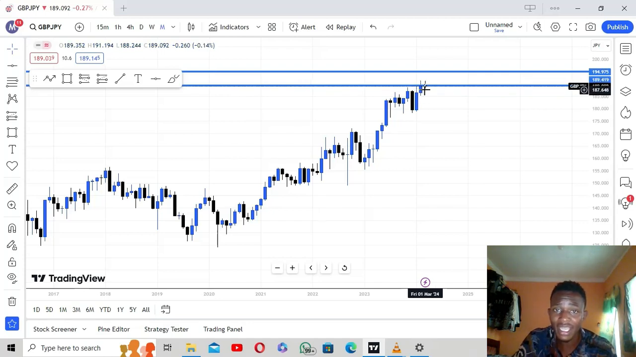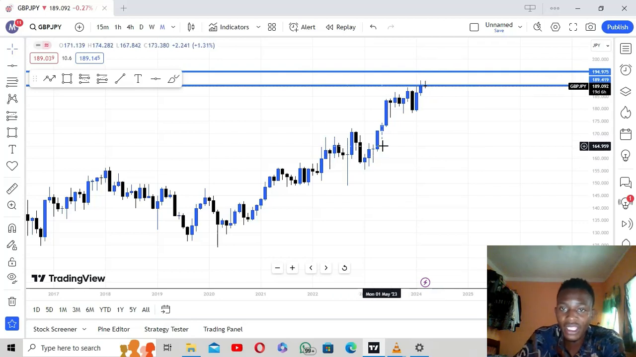So what is happening here? This area is being respected. And now look at what is going on this month. What is happening? It has rejected and it is falling back down. So now I'm taking this as my present major key zone, not this place up.